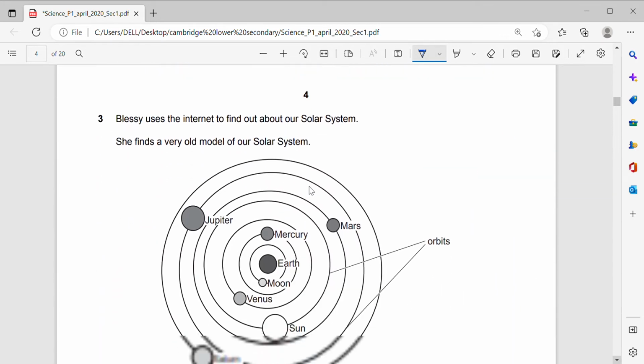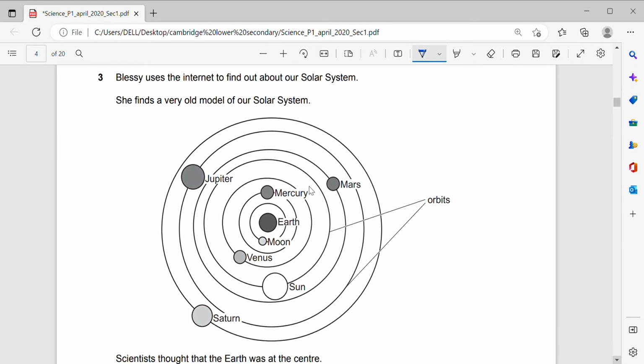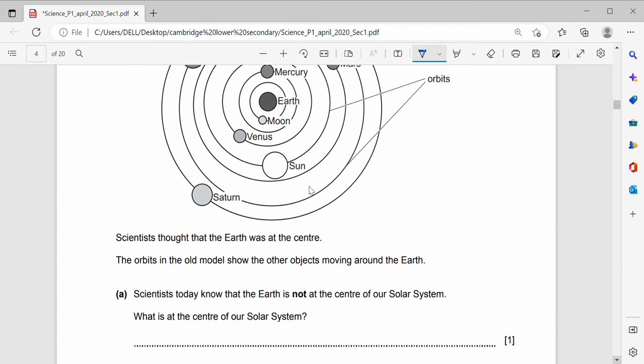Next question. Blasi uses the internet to find out about our solar system. She finds a very old model of our solar system. Okay, let's look at the model to see. According to the old model, Earth is in the middle, then the moon moving around the Earth, then planets moving around the Earth. The Earth is at the center. Also, the sun is orbiting the Earth type. Scientists thought that the Earth was at the center. The orbits in the old model show the other objects moving around the Earth.